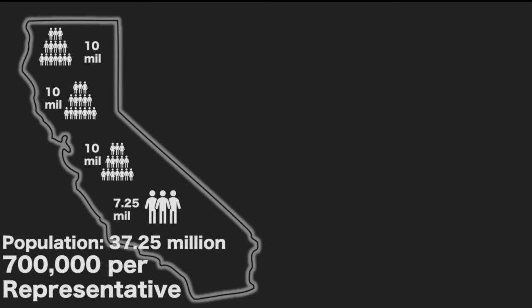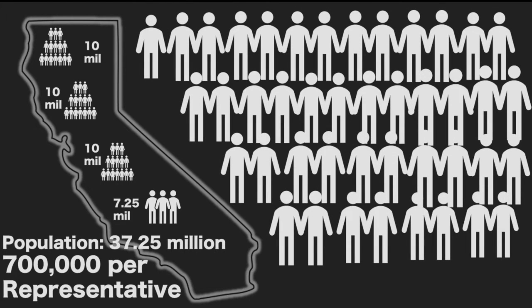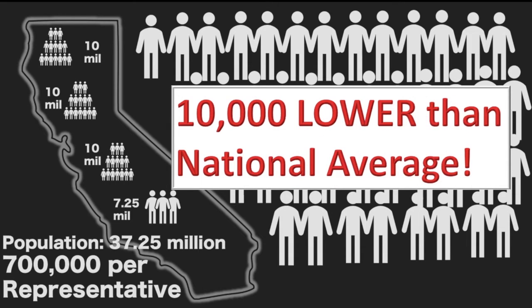California has 53 representatives, a 2010 census population of 37.25 million, which results in a ratio of just over 700,000 per representative, and that's 10,000 lower than the national average.